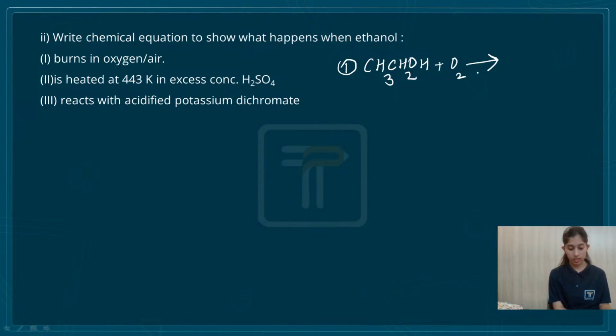Now what happens? When it combines with oxygen, what is going to be released? It is going to release carbon dioxide. Next, what is it going to release? It is going to release your water, H2O. And again, what else? Heat. What else? Light.